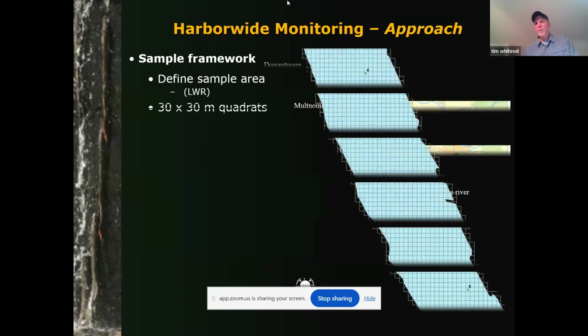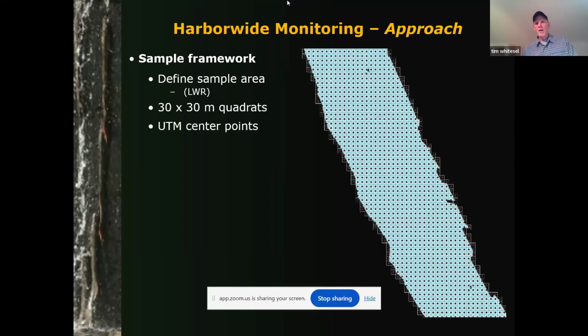We took that entire area and divided it up into 30 by 30 meter quadrats. So you see these little boxes. This is just an example of a section of the river that got divided up into these quadrats. Each of those got assigned a geographically referenced center point, and this is all to set up our sample design.